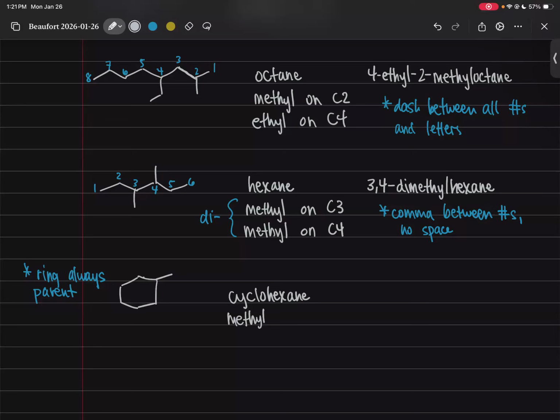Now, for numbering, well, we can't start at the ends because it's a circle. Circle doesn't have ends. And so we're just going to put the substituent on the lowest possible number. So this is going to be carbon 1. And I mean, at this point, it doesn't matter what the other numbers are, but we can go around in either direction as we like. I'll go clockwise. And if there were multiple substituents, you would need to figure out which direction puts the things generally on the lowest numbers.